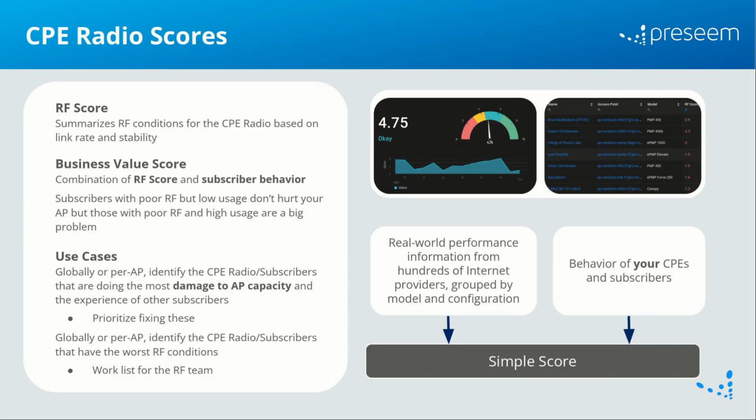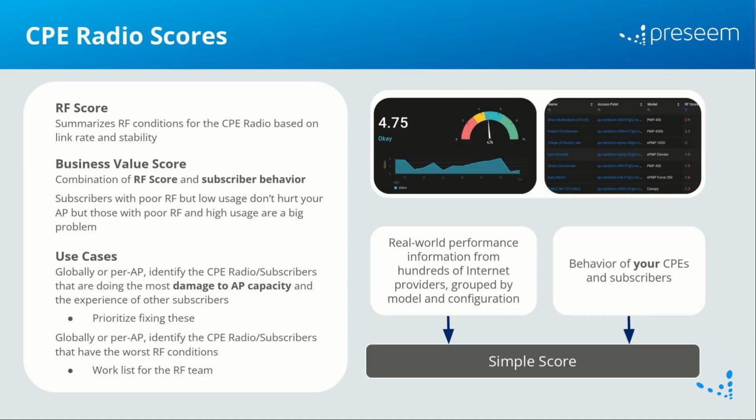And it makes it really easy to understand: is this equipment operating in a degraded state, or is this going to be healthy enough to allow me to deliver a good quality of experience? The next one we have, we call it the business value score, and that one takes this concept of measuring how the RF environment is doing, and it also adds in subscriber behavior.